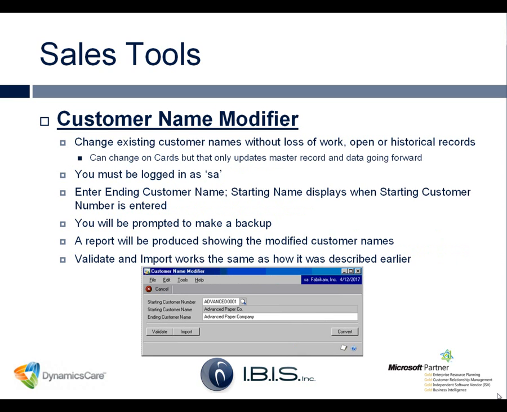The name modifier: you select the customer number, the name will come up, and then you can enter a new name. Well, the customer name in the customer card is open to changing. What we want to keep in mind as far as the tool goes, this prevails throughout the database, whereas if you just go into the customer card and change the name, that's on the master record for future transactions against that customer record.